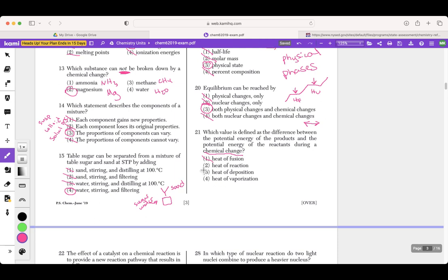Deposition is when I'm turning directly from a gas into a solid. Also physical because it's a phase change. Heat of vaporization right here is when I'm turning into steam or I'm turning to liquid water. That's also physical, so we can cross out 4. We are left with choice 2, heat of reaction.